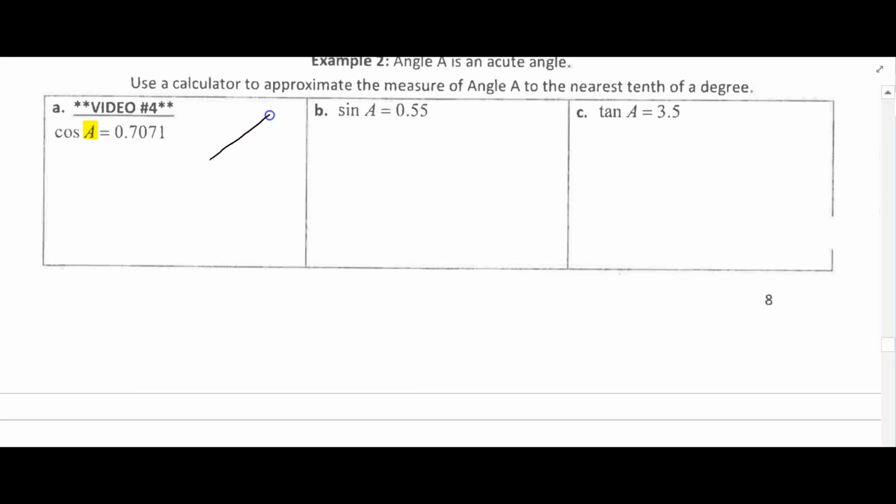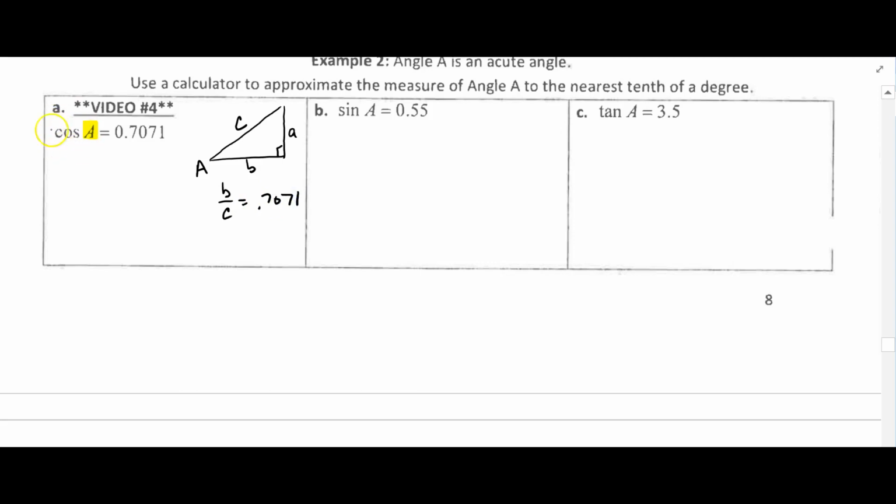So we have some triangle here, some right triangle, because we only use the trig functions with right triangles. And here's angle A. And since this is the cosine, we'll label this A and B and C. Actually, we'll switch A and B. Put this over here, A and B. What this means is that the ratio of B to C, if I made a fraction out of B to C, B over C, that would equal 0.7071.